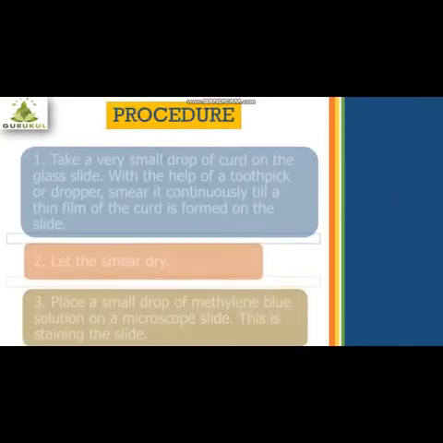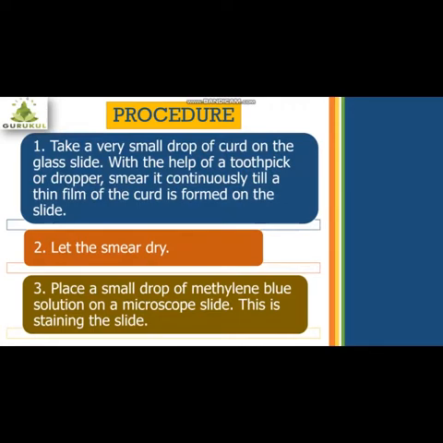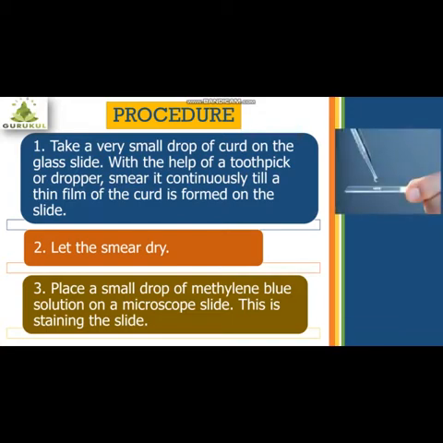Now let's understand how to carry out the activity or the procedure for experiment number 1. First point, take a very small drop of curd on the glass slide. With the help of a toothpick or dropper, smear it continuously till a thin film of the curd is formed on the slide. So we have to take a drop of curd on the glass slide and then we have to spread it with the help of a toothpick, and then we have to form a thin film of the curd basically. Second step is let the smear of curd dry.